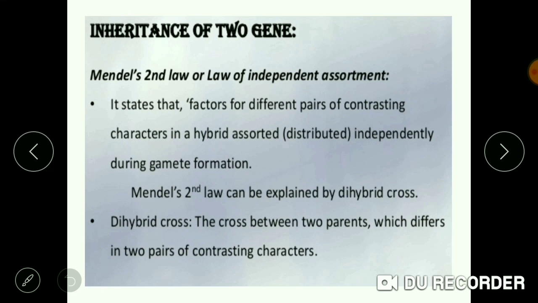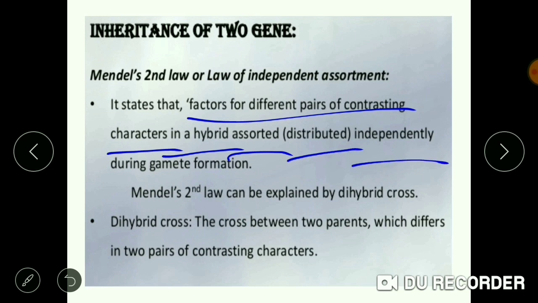Gregor Johann Mendel has given the law of independent assortment, which states that the factors for different pairs of contrasting characters, when brought together in a hybrid, get assorted or distributed independently during gamete formation. This means that each allele is independently expressing itself during gamete formation. So this can be explained with the help of an example of a dihybrid cross.